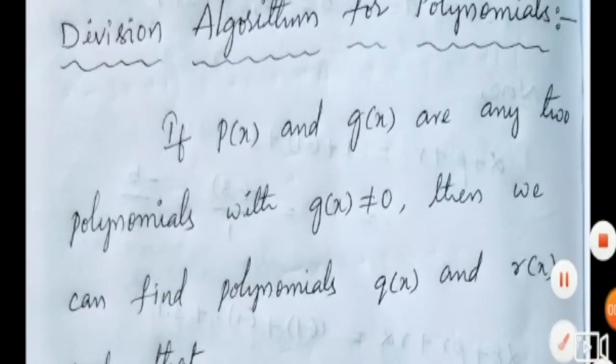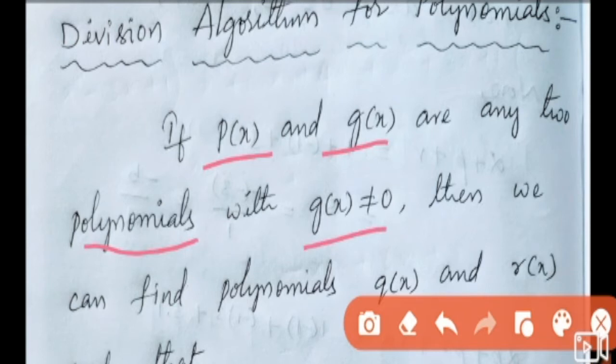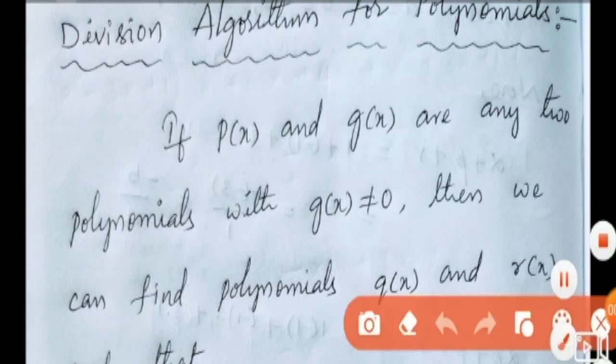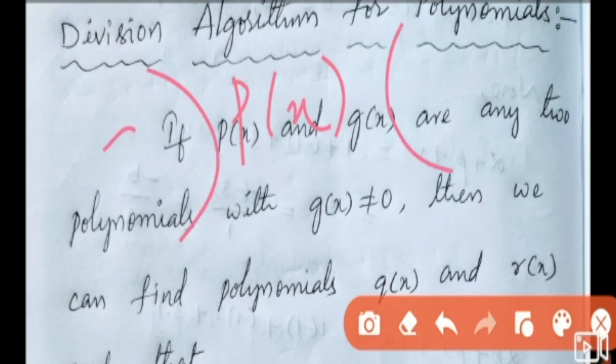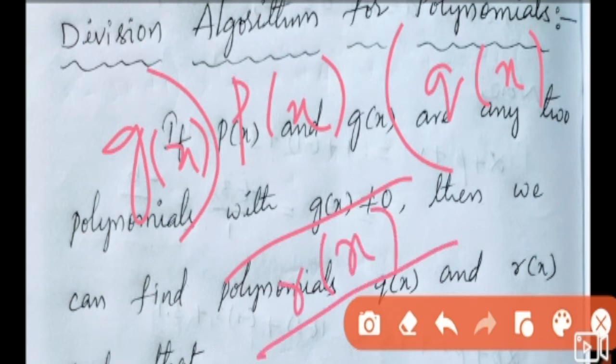Okay, the definition is here: p of x and g of x are any two polynomials and g of x is not equal to 0. Then we can find the polynomials q of x and r of x. So this is the division algorithm, and that means the polynomial p of x divided by the polynomial g of x, then we get the quotient, that is q of x, and also we get the remainder, that is r of x. So this is the division algorithm for the polynomials.